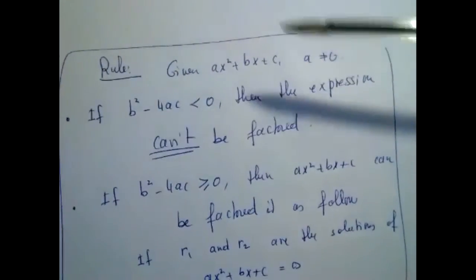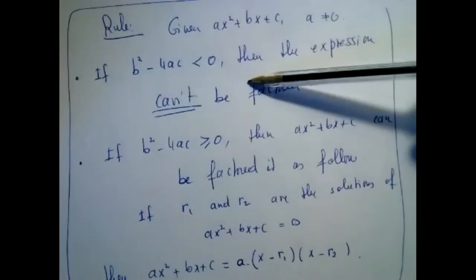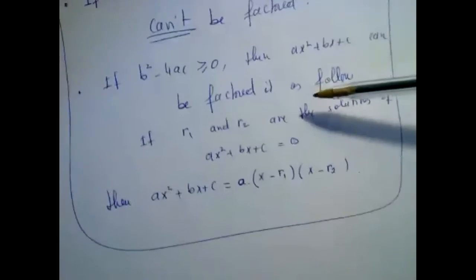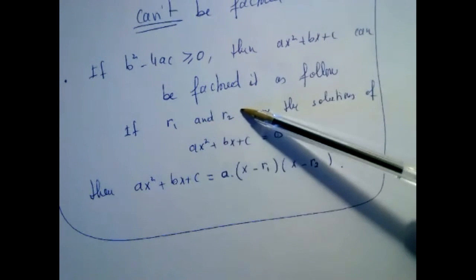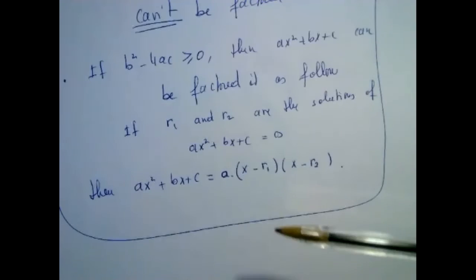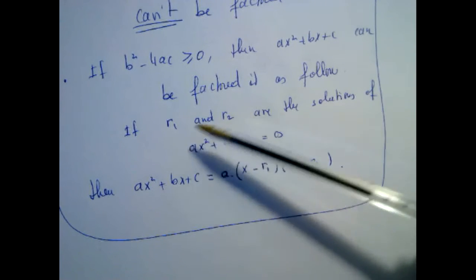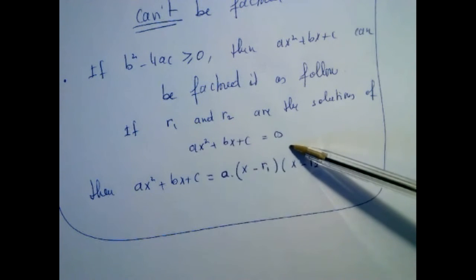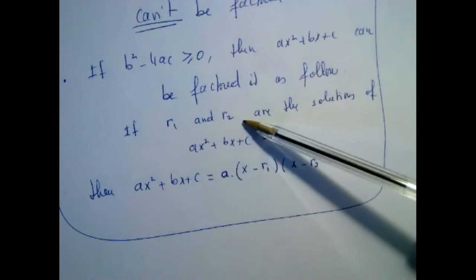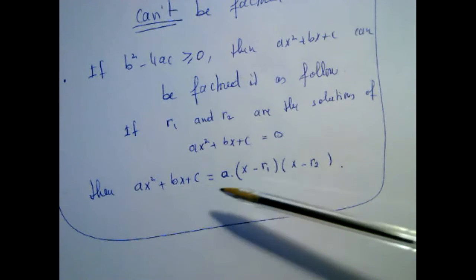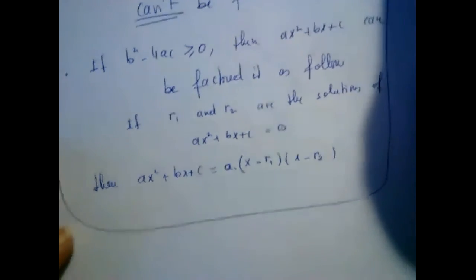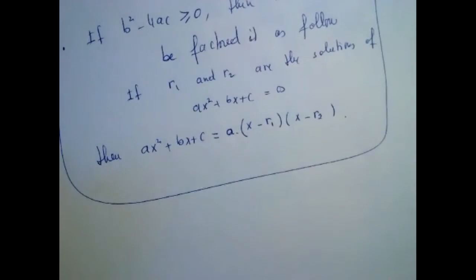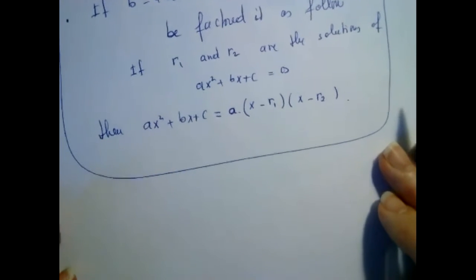So, given any expression, if b squared minus 4ac is negative, then the expression can't be factored. If b squared minus 4ac is positive, then the expression can be factored, and we factor it as follows. If you look at it and know how to do it, fine. If you don't know how, then we go after the solutions of the quadratic equation. Once I know the two solutions, ax squared plus bx plus c can be written like that. So this is really the rule.